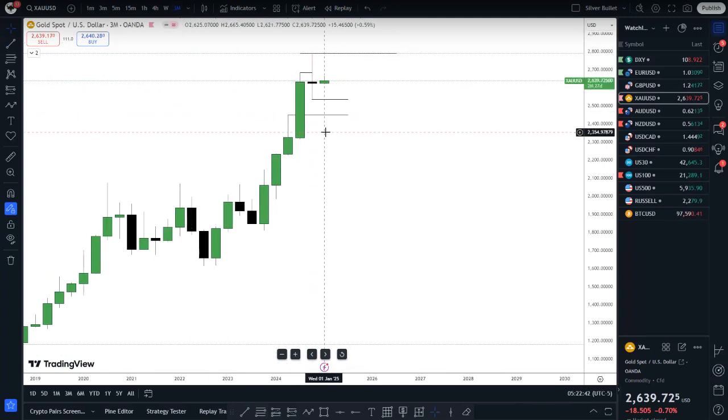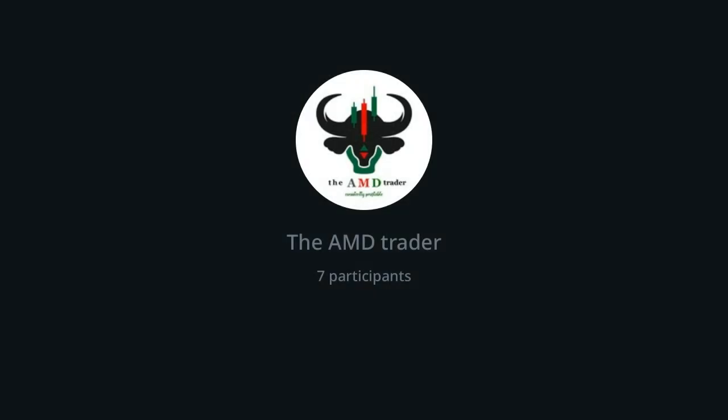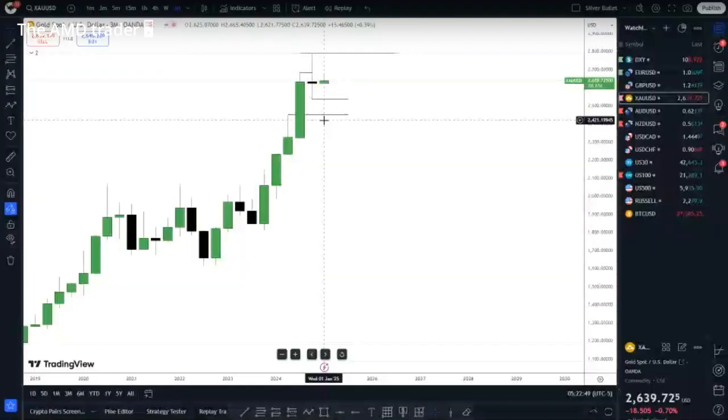It's going to be bearish, targeting the previous quarter's low or this quarter's fair value gap. So this quarter on gold, I am bearish.